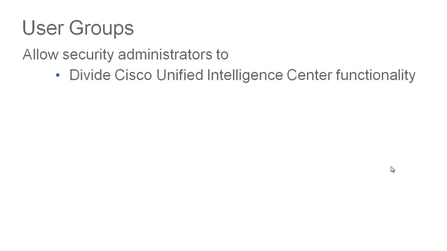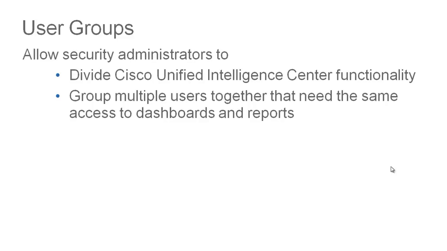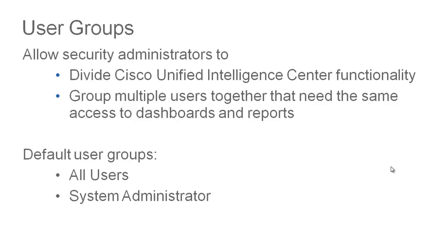User groups allow security administrators to divide the CUIC functionality. They can group multiple users together that need the same access to dashboards and reports. We'll note that there are two default user groups at install: the All Users group, and the System Administrator group. By default, all users are made members of the All Users group, and a user cannot be removed from that All Users group.